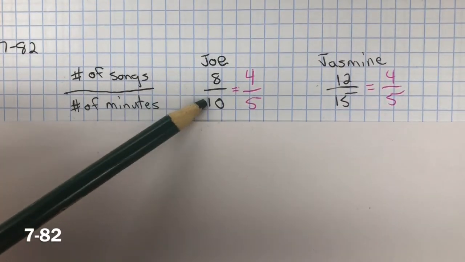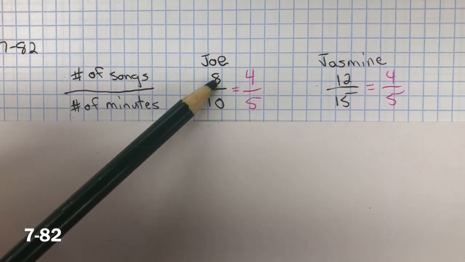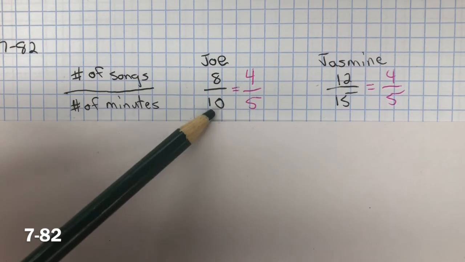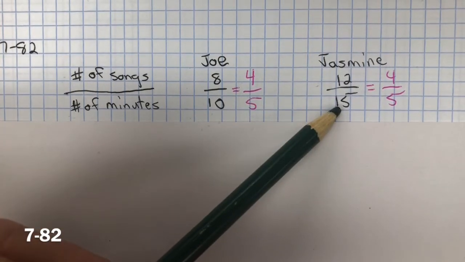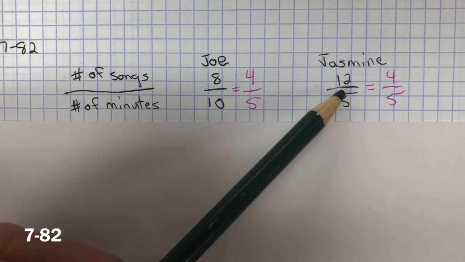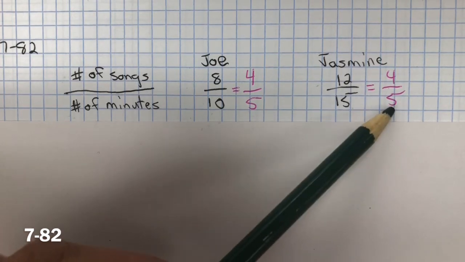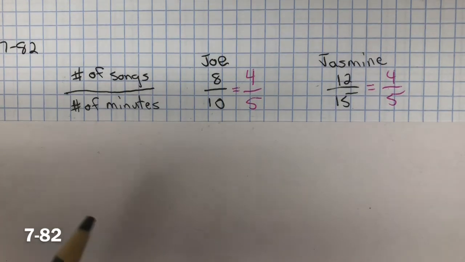Well, 8/10 simplifies to 4/5. They're both divisible by 2. 8 divided by 2 is 4. 10 divided by 2 is 5. And 12/15, these are both divisible by 3. 12 divided by 3 is 4. 15 divided by 3 is 5. Well, if you see, they both simplify to 4/5.